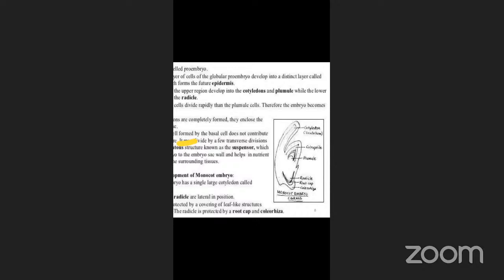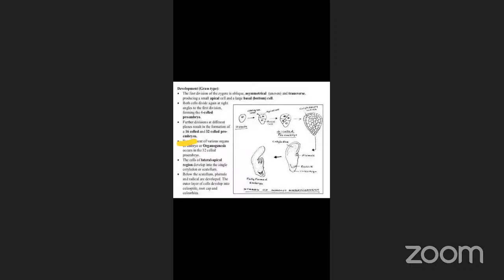This is the monocot embryo. Next, development of the grass type embryo.